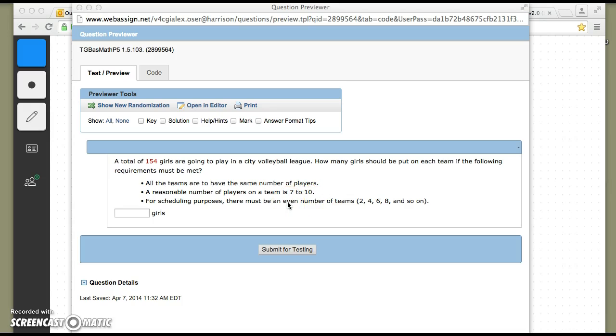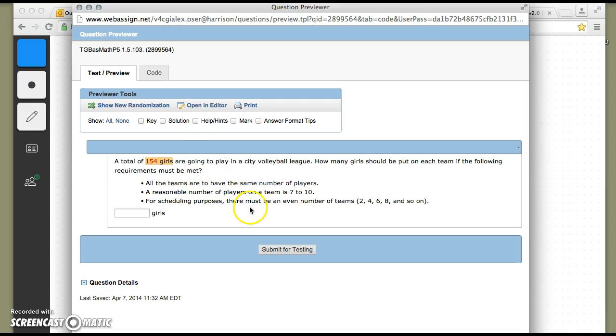Basically, guys, what we're doing here is a division problem, because we need to take these 154 girls and divide them up into teams. We have some information about our teams. First of all, all the teams need to have the same number of players. So think about what this means really quick. What this means, guys, is that we can't have a remainder. When we take these 154 girls and divide them into some number of teams, there can't be any girls left over. Each team has the exact same amount.